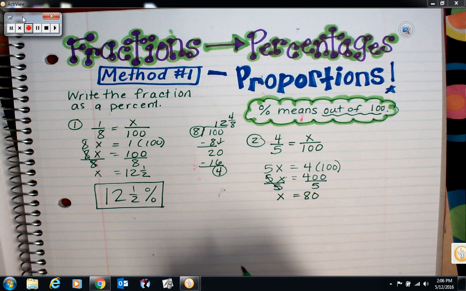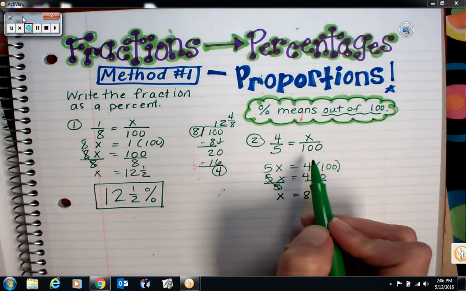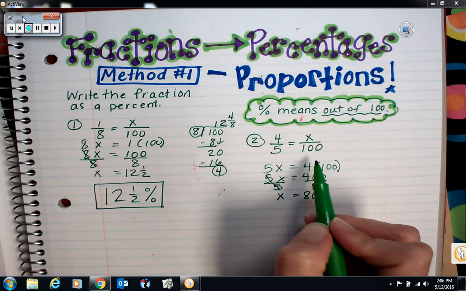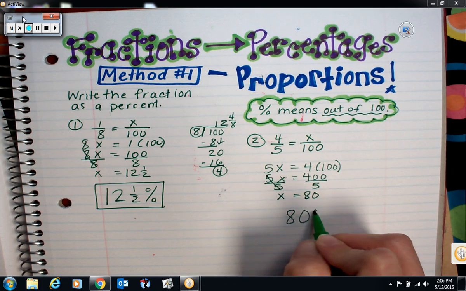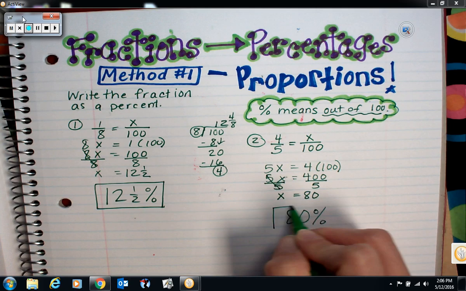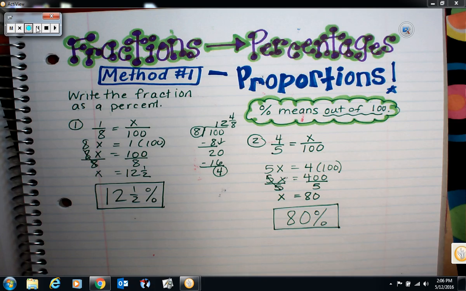So x equals 80. Then I'm going to look to where my x came from. It's 80 over 100 is the equivalent fraction to 4/5. So if it's 80 out of 100, then my equivalent percent is 80%. We're going to pause and then do method 2.